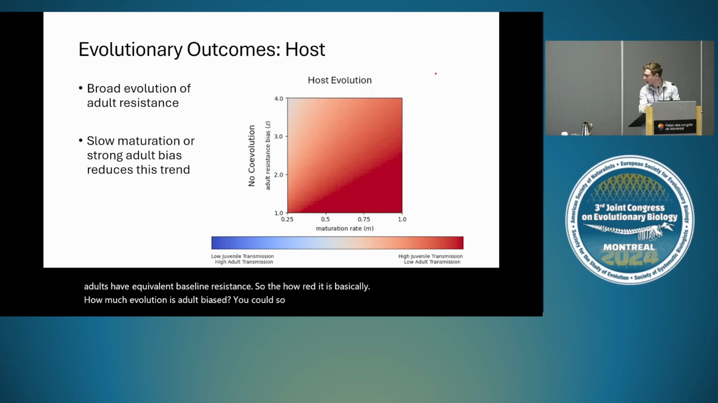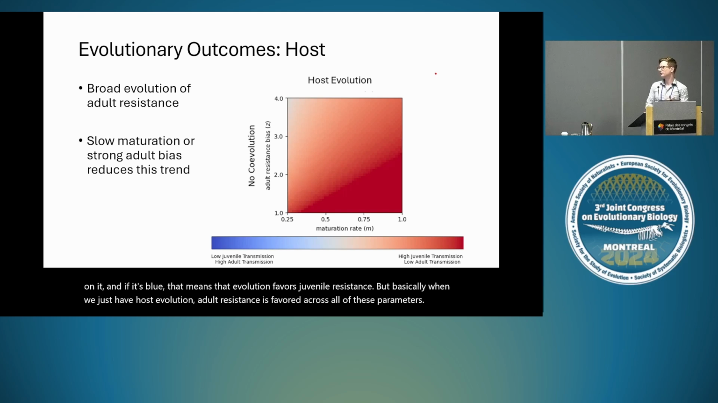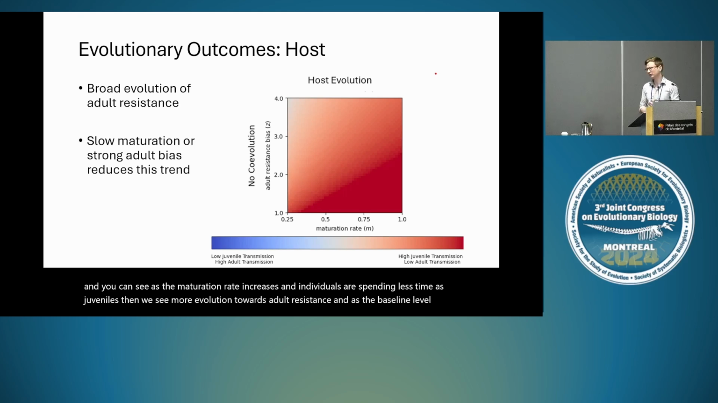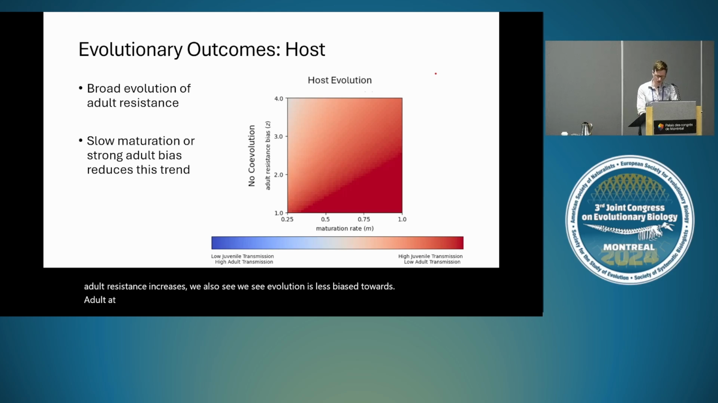So the color bar at the bottom has blue on it, and if it's blue, that means that evolution favors juvenile resistance. But basically, when we just have host evolution, adult resistance is favored across all of these parameters. The darker red colors mean more biased evolution towards adult resistance. And you can see as the maturation rate increases and individuals are spending less time as juveniles, then we see more evolution towards adult resistance. And as the baseline level of adult resistance increases, we see evolution is less biased towards the evolution of adult resistance.